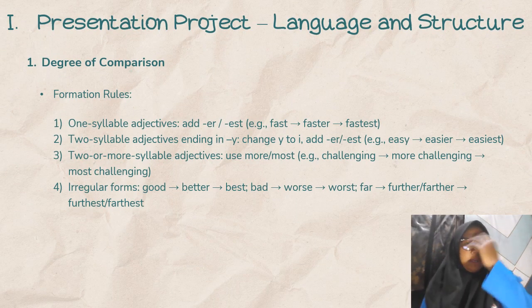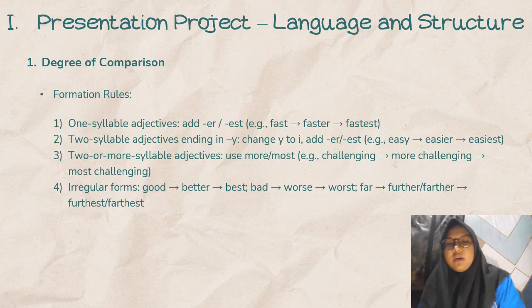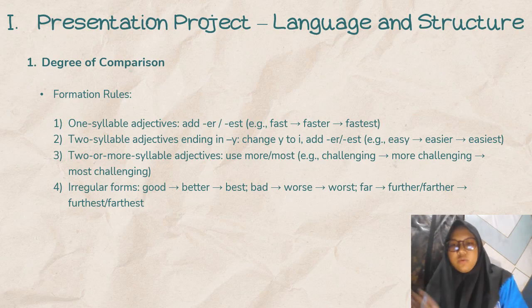So for the degree of comparison, it has some formation rules. The first one is for one syllable adjective, add er or est. For example, fast to faster to fastest. Two syllable adjectives ending in y, change the y to i and add er or est. For the example, easy to easier to easiest.